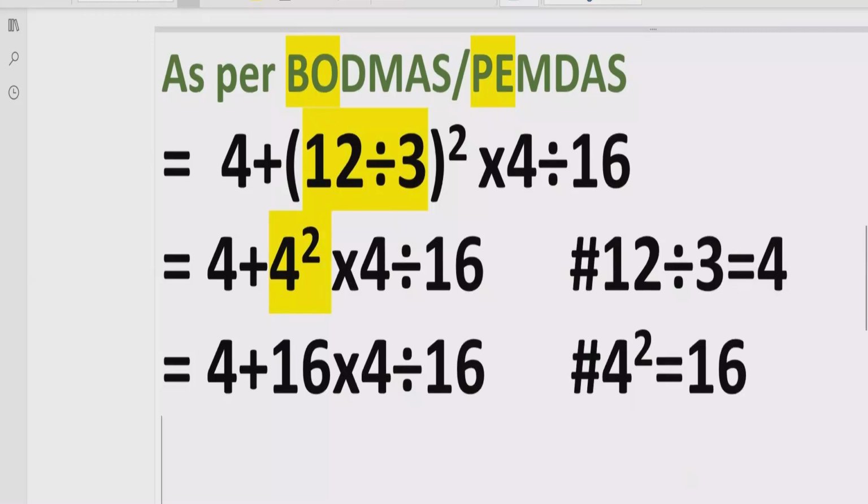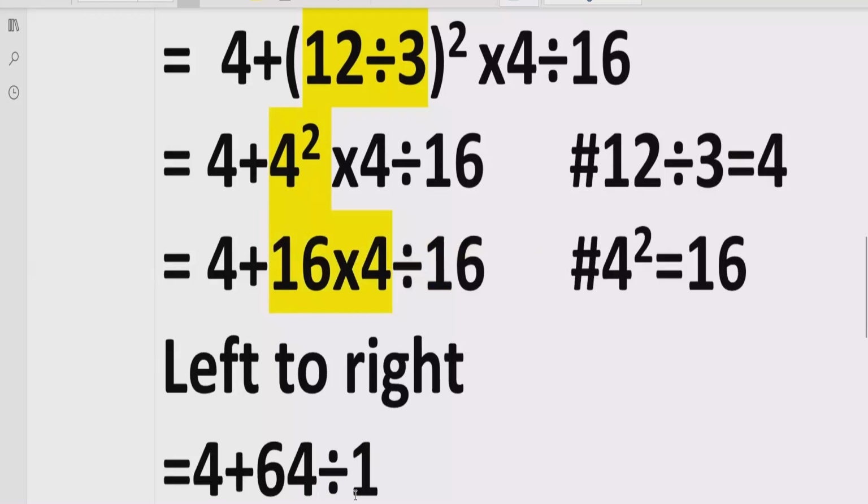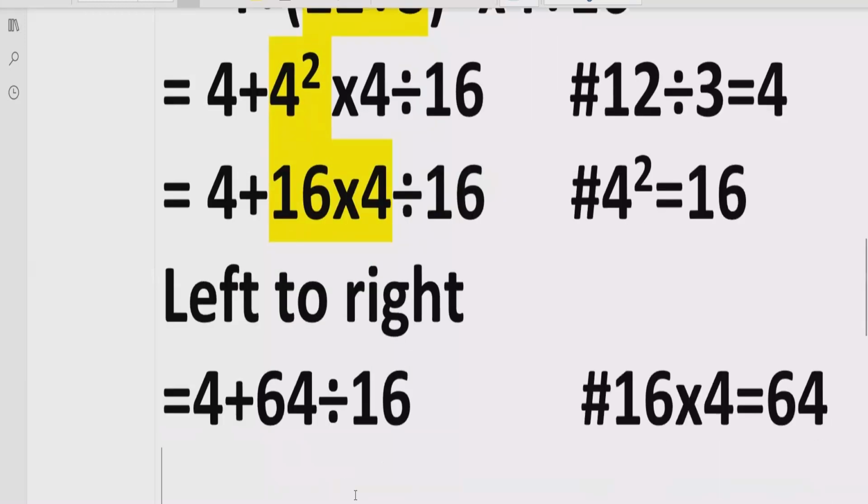Now we have solved these two rules. Now we have to solve the division and multiplication. We will go left to right in our expression and find out division and multiplication. First of all, we have to see which is coming first. First we have 16 multiplied by 4. We will multiply both of them and we get the answer 64. And divided by 16, we will write as it is. And here we give the reference 16 multiplied by 4 equals 64.